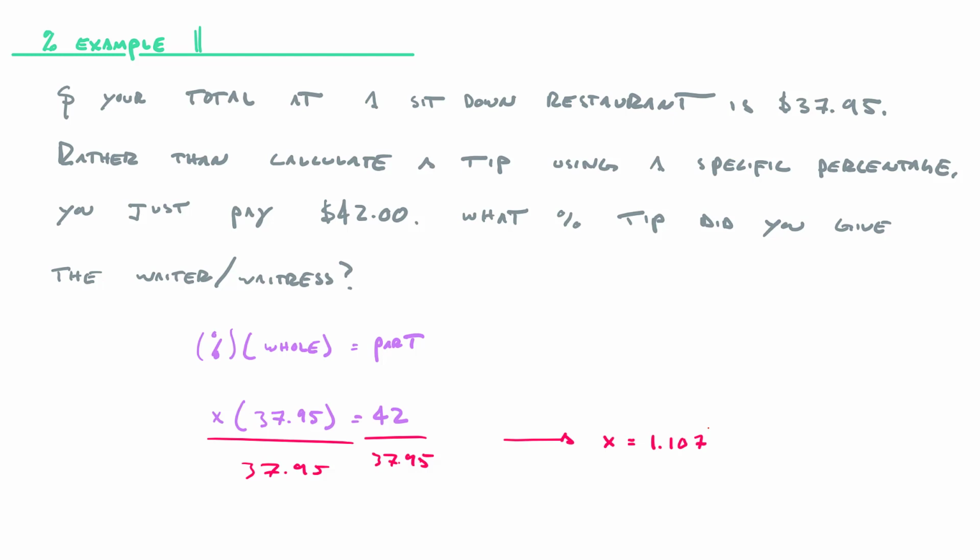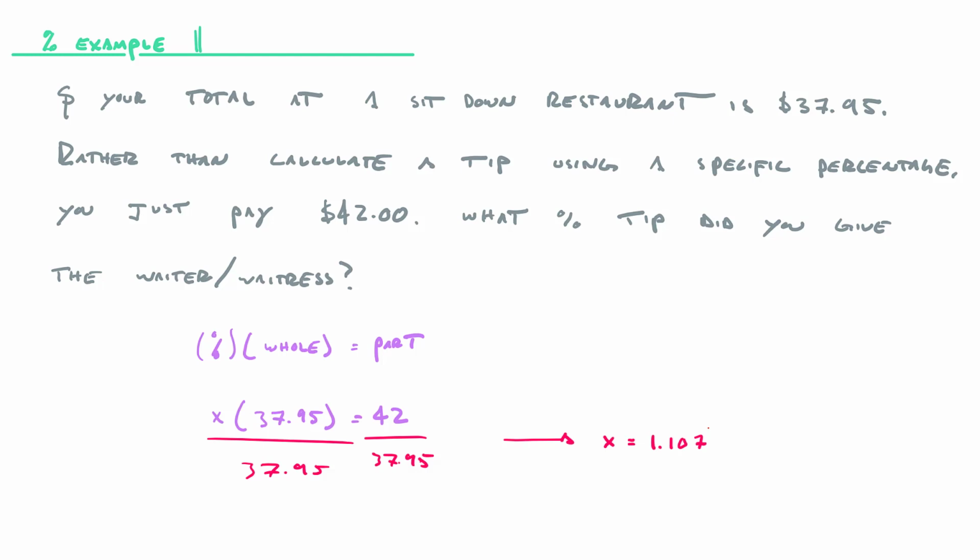X is the percentage. We don't know what the percentage is in this case, so I used X, the variable for the percentage. The whole was 37.95, and then the part was 42. I divided both sides by 37.95 to get X by itself. And I got that X is equal to 1.107. Now, of course, we already know it was going to be bigger than 1 because we're increasing the amount.